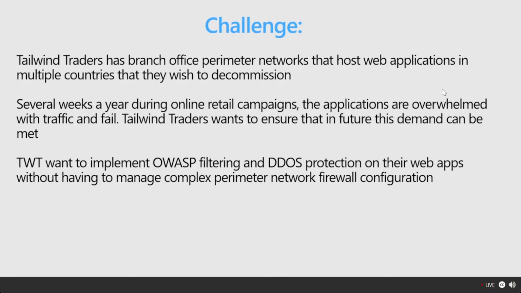The other thing that they want to do is put in OWASP filtering and distributed denial of service protection for their web apps. And they don't want to be sitting there managing complex perimeter network firewall systems. One of the things that they've learned is that occasionally people would run denial of service attacks against their applications during one of these retail campaigns, which meant that the websites went down faster. So what can they do about that? Well, solutions exist within hybrid.